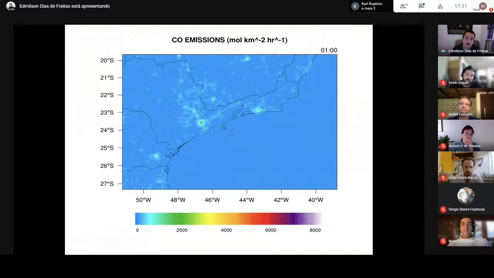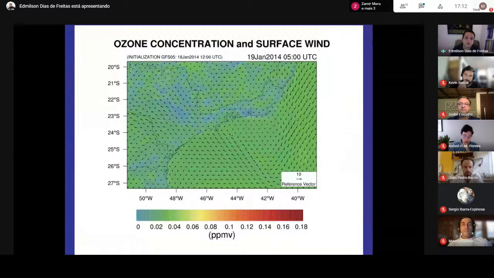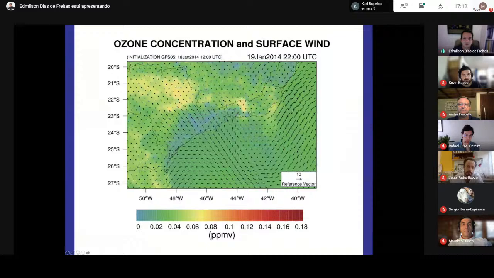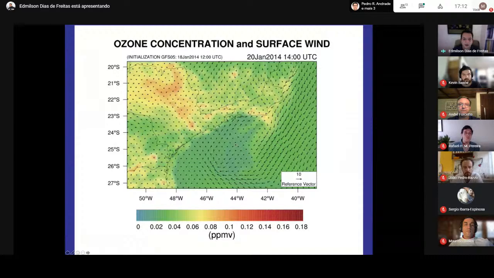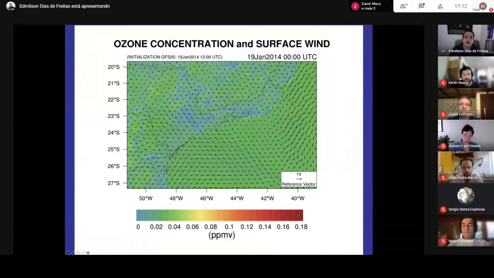covering a 24-hour period. The result of this emission will be applied in a model that has chemical reactions and all the atmospheric processes inside of it. And the result will be something like this. You have, in this case, the ozone concentrations. It's a period in January when we have lots of high episodes of ozone. And one thing that we can see here is, again, the fact that the pollution can be transported to long distances.